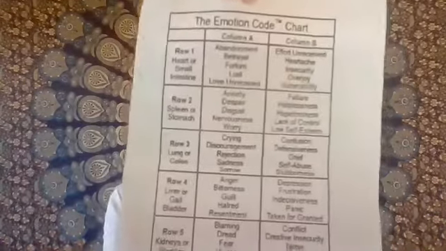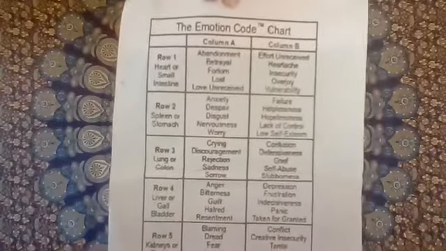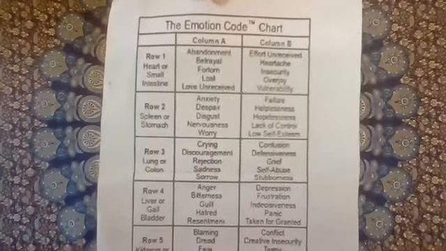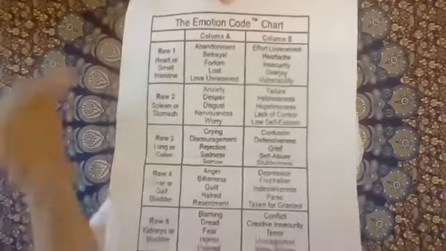So I'm going to start by showing you the chart. This is the chart. Now, this is the official chart. You can see there are 36 emotions here, divided into 2 columns and 6 rows.